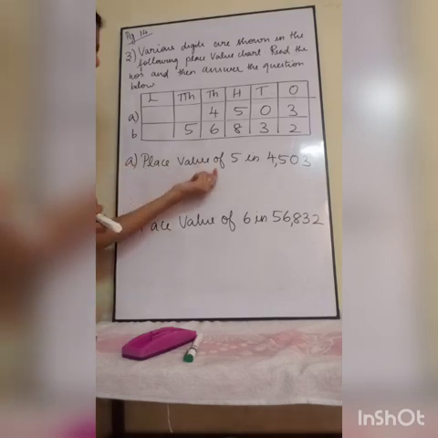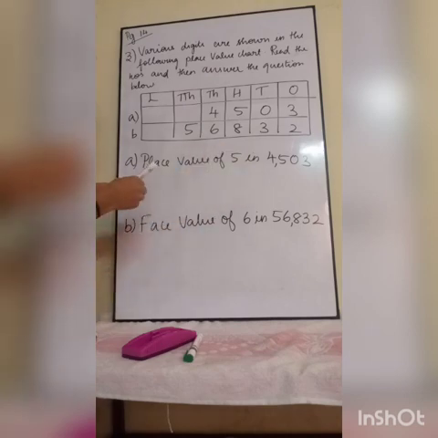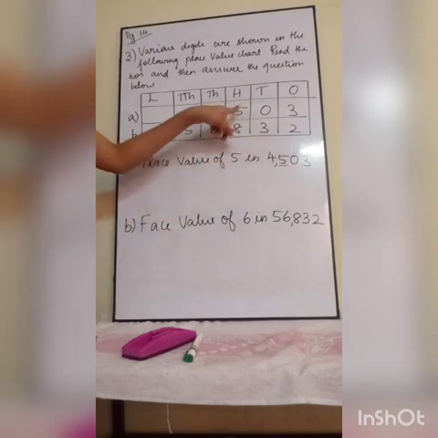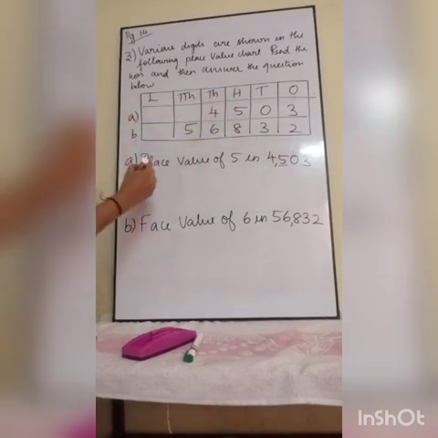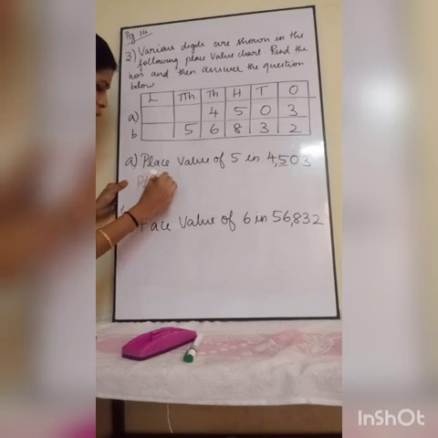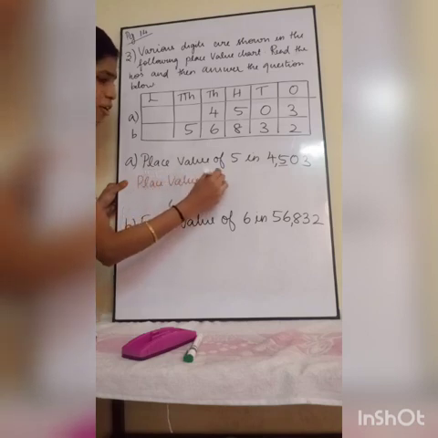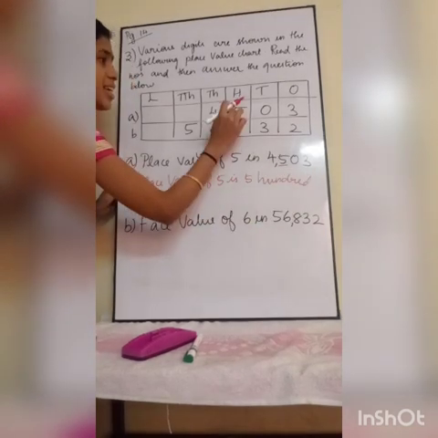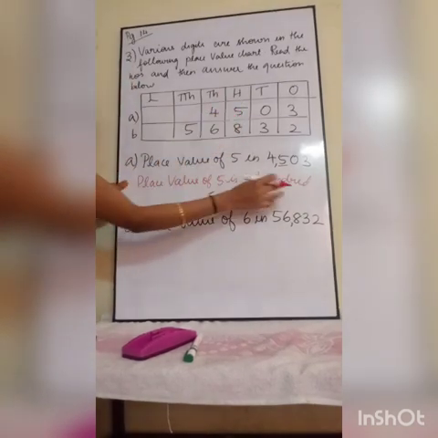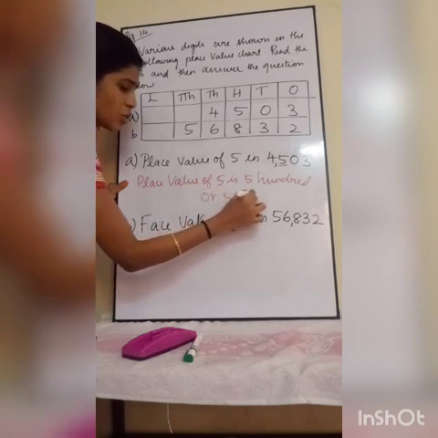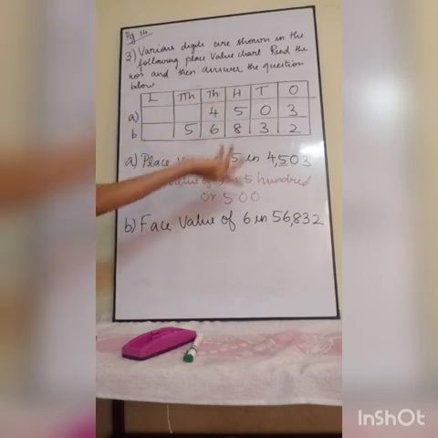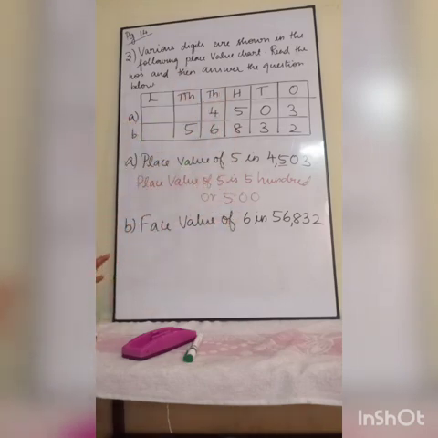Now what is the question? Find the place value of 5 in 4,503. 5 is in which place? Hundreds place. So place value of 5 is 500, because it is in the hundreds place. Understood? Place value understood? Next, face value.